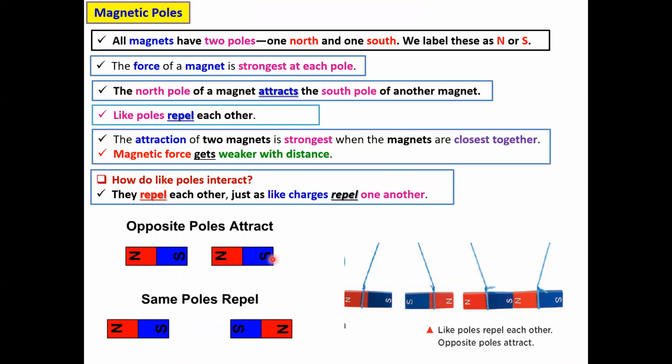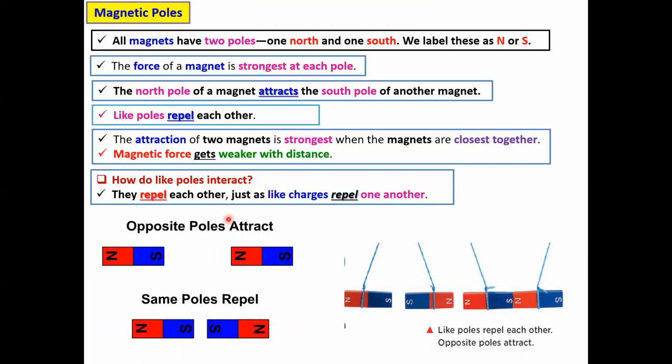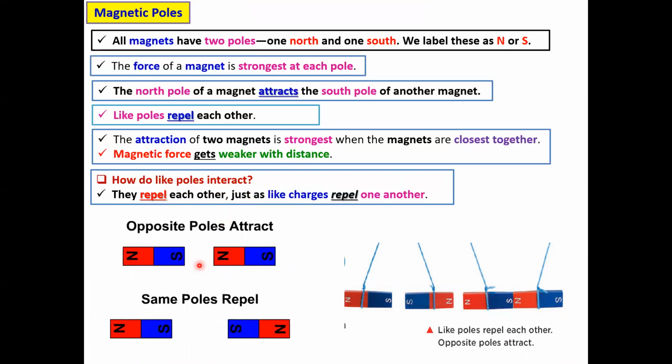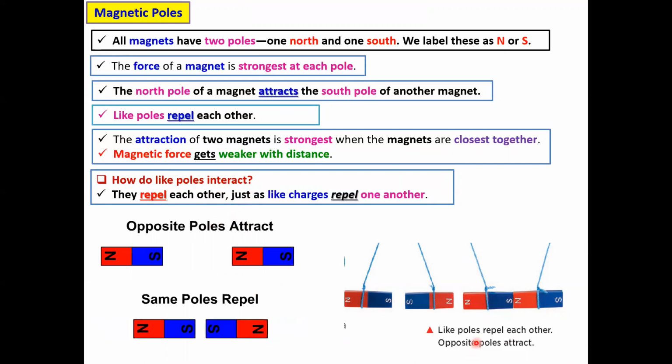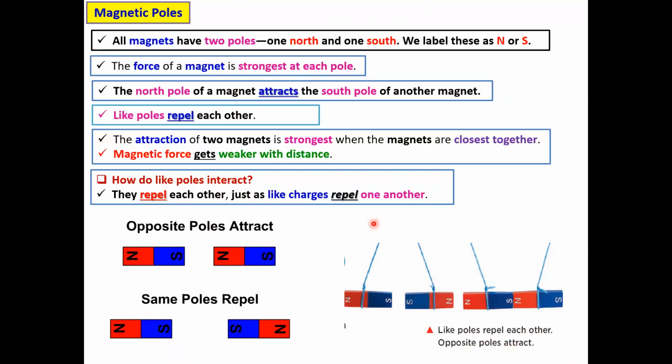So how do like poles interact? Yes, these poles interact like charges, and like charges repel one another. So like poles repel each other and opposite poles attract each other. Okay?